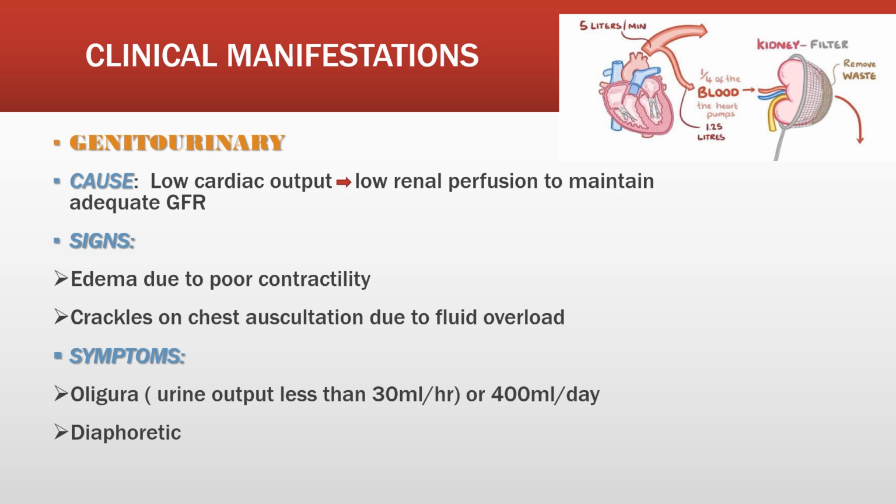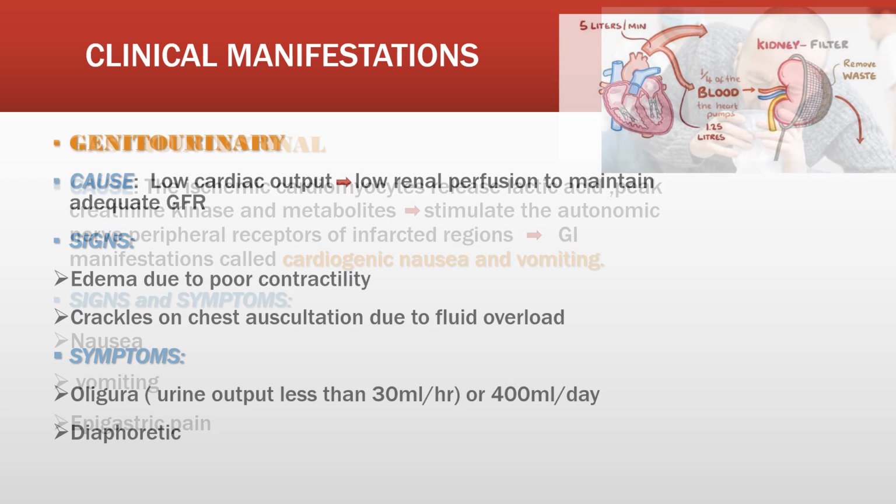Genitourinary. What are the genitourinary causes? Because of low cardiac output, there is low renal perfusion. There is low supply of oxygenated blood to your kidneys, which is not enough to maintain your GFR. What is GFR? It is the glomerular filtration rate. So what will you see in a patient? You might see peripheral edema due to poor contractility, and you will see crackles on chest auscultation. What are the symptoms? The patient will tell you, I feel I did not pass enough urine. So oliguria, and when you measure, you will see it is less than 30 ml per hour or 400 ml per day. And the patient is diaphoretic.